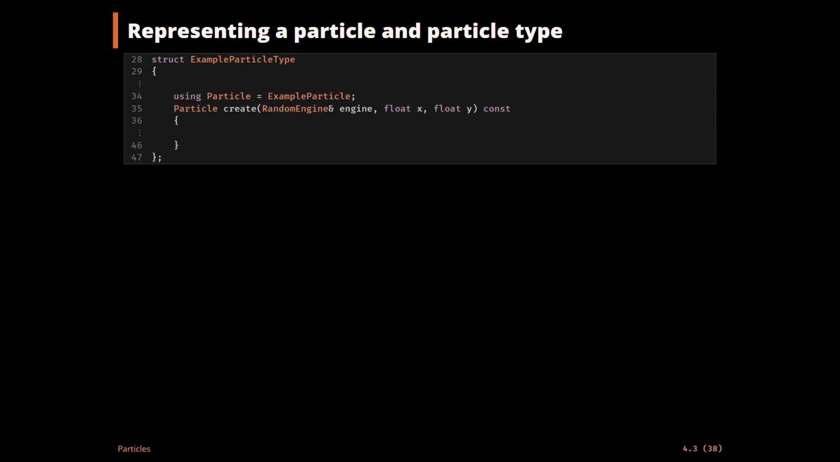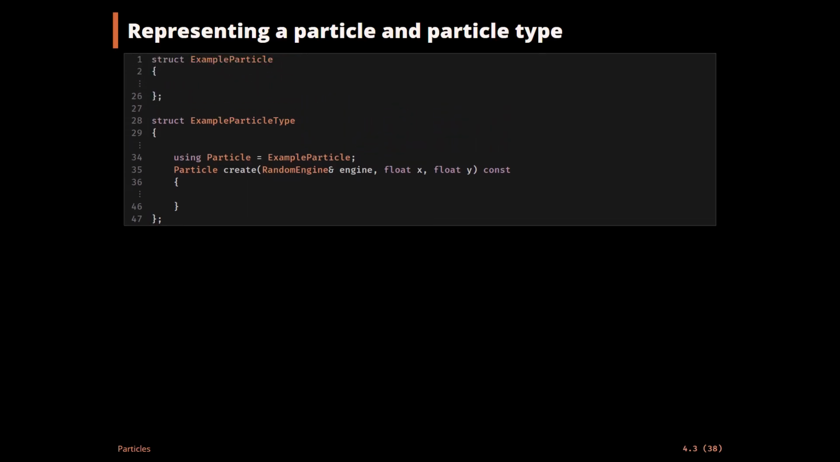We start off with the particle type, and the particle type is just a factory for particles. So it defines a particle here using particle equals example particle, and then it has a create function, which takes a random engine, and then a float x and y. It's basically just going to create this particle at this position, and here's the random engine if you want to generate random numbers. This is basically just your random source. That's a type alias, it's just default random engine.